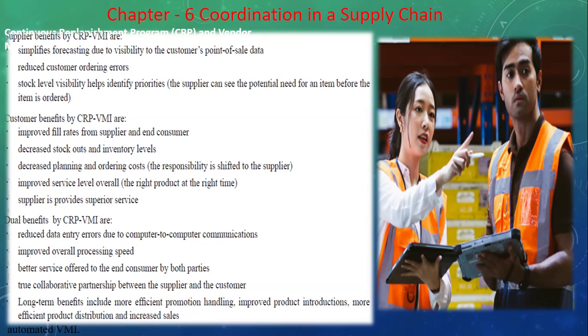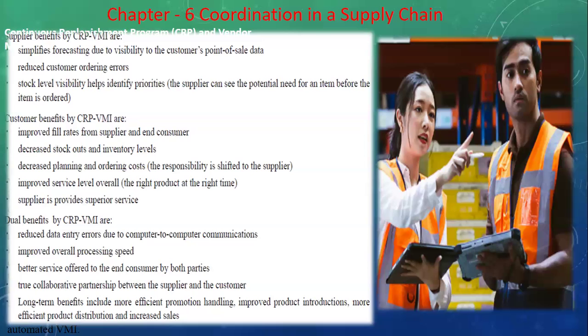Then decrease planning and ordering cost. Before CRP and VMI, we would count the availability of the store and then send the order to the supplier, so it would take time and cost. But CRP and VMI work on the basis of the system, so an electronic message will inform the customer also. Then also faster responding. Improve the service level overall.